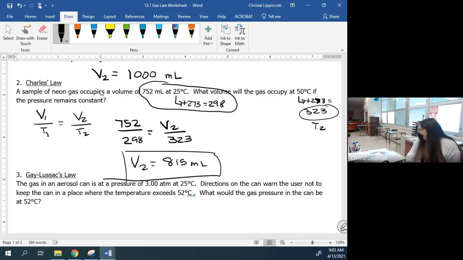Okay? Yes, sir. What did you get that? To get this? Yeah. I cross multiply. So I multiply this times this. 323, yeah. So that ends up being 242,896 equals 298 V2. And then I divide both sides by 298.